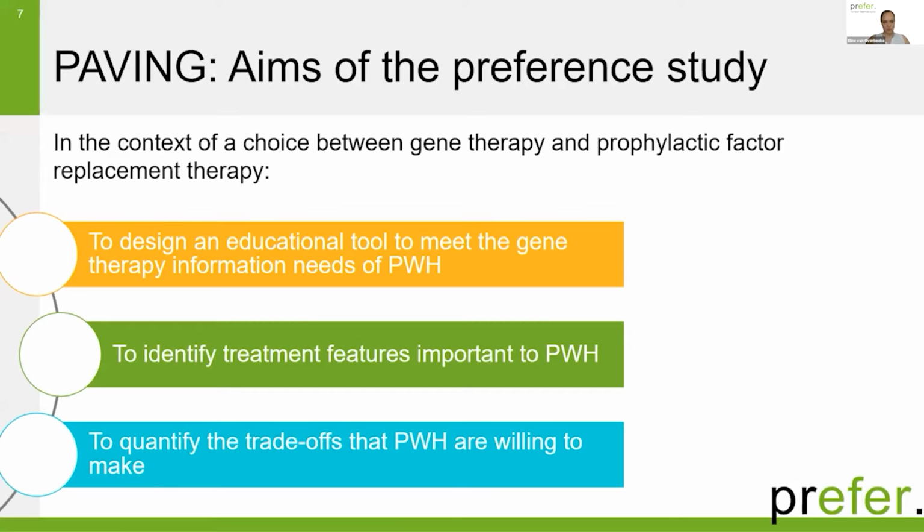So the aims of that study were, in the context of a choice between gene therapy and prophylactic factor replacement therapy, to first of all design an educational tool to meet gene therapy information needs of people with hemophilia. This was the first aim, as we wanted them to be informed about gene therapy before asking any questions about it. Then the second aim was to identify treatment features important to hemophilia patients and then to quantify the trade-offs that these patients are willing to make.